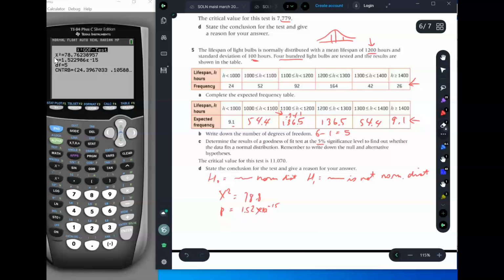And let me just rewrite that because it's very messy. Okay, and we're going to compare the chi-squared value to the critical value, which is 11.07. You can see that we're much bigger, so that means we reject the null hypothesis. And the p-value is much smaller than the significance level, which is 0.05, which also means we reject the null hypothesis. Okay, so the lifespan of the light bulbs is not normally distributed. And that's it for this problem. I think that they said to just state the conclusion, give a reason. We just did. So we're done with this page.